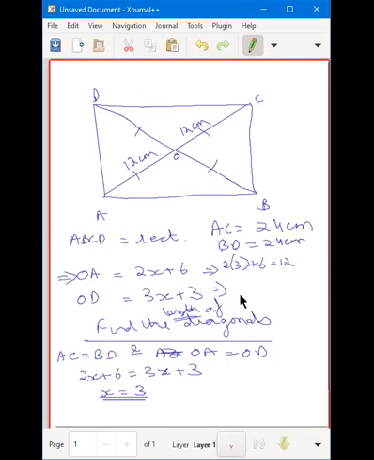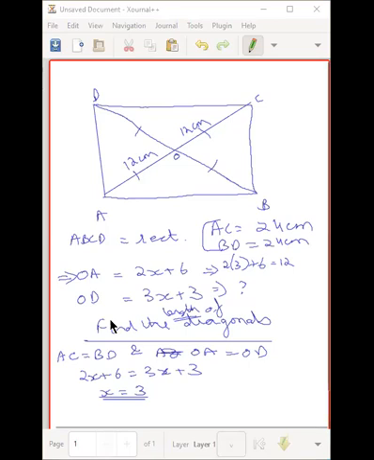Do I need to find out BD? No, sir. I don't need to calculate BD, because we know that in a rectangle, the diagonals are equal. Yes, sir. Sarah Bastani, unmute yourself.